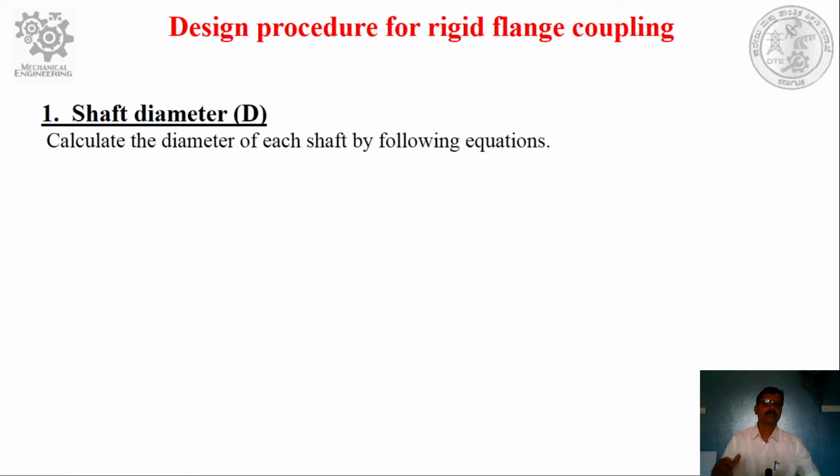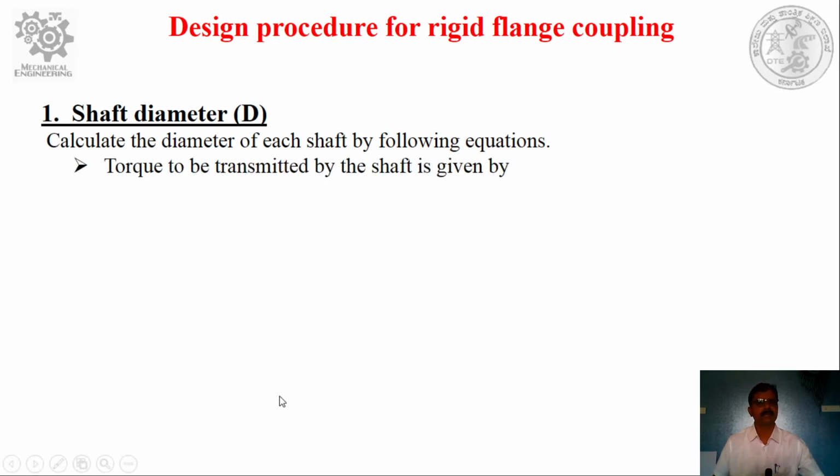Now let's move on to the design procedure for rigid flange coupling. Design means here we are going to find out the physical dimensions, depending upon the requirements of power transmission from the driving to the driven shaft. First of all, design of the shafts. Calculate the diameter of each shaft by the following equation. Here the same procedure that we used in the previous chapter or unit, the design of the shafts, is used.